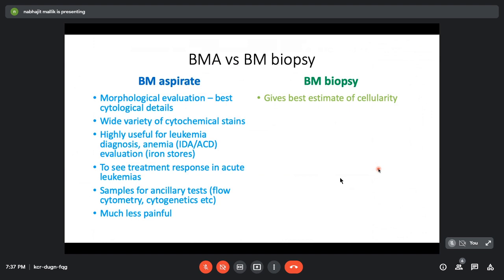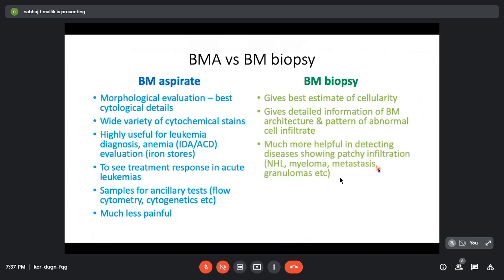The biggest advantage is that it gives a very good and by far the better estimate of cellularity of the bone marrow. Also, it gives detailed information of bone marrow architecture and pattern of abnormal cell infiltrate. It is much more helpful in detecting diseases which show patchy infiltration, as in those diseases which do not involve the whole bone marrow together. For example, non-Hodgkin lymphoma, myelomas, any metastasis coming from outside, or any granulomas. This will not involve the entire bone marrow altogether, but will have focal areas of infiltration.